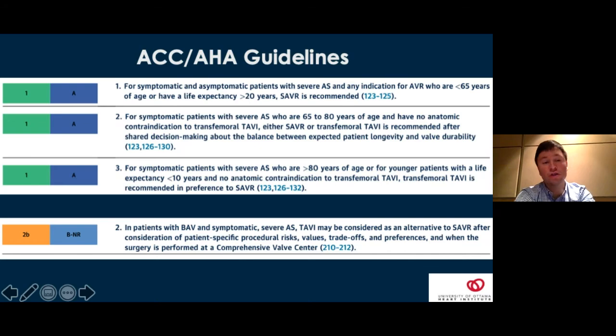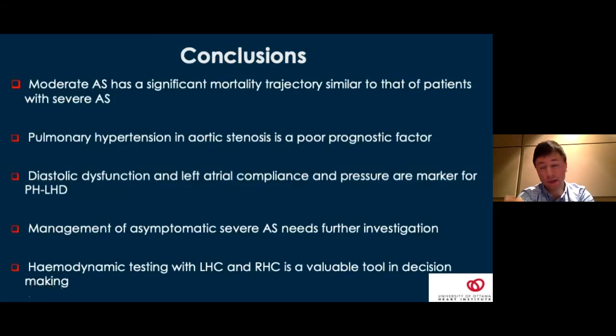So in conclusion, moderate AS has a significant, Kevin has talked really about this, moderate AS has a significant mortality trajectory that is similar to patients with severe AS. Pulmonary hypertension and aortic stenosis is a poor prognostic factor.